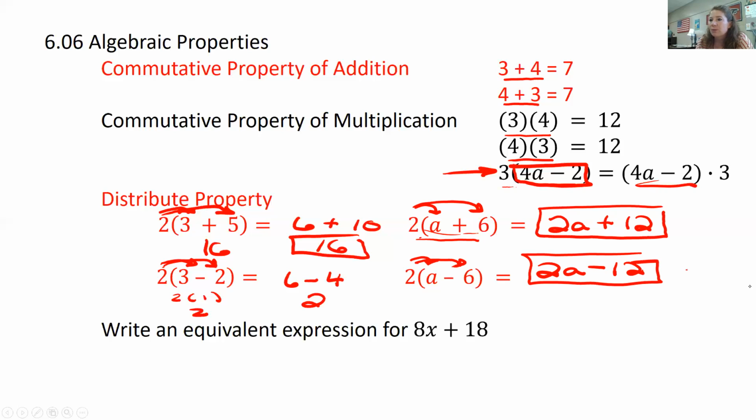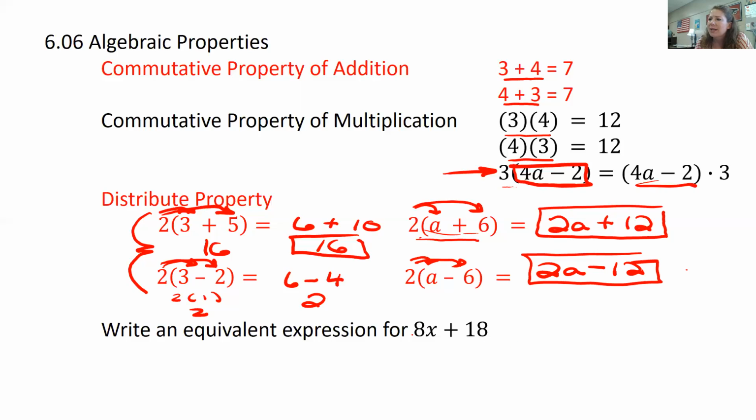All right, so look at the bottom one. Write an equivalent expression for 8x plus 18. So I'm kind of thinking of it as the distributive property. What could I distribute to whatever's in the parentheses to get this expression? Well, one thing I can do is think, okay, what could I divide 8x and 18 by? What is a common factor? Well, they're both even, so couldn't I divide them both by 2? I could. So I'm thinking of pulling out or dividing by a common factor.